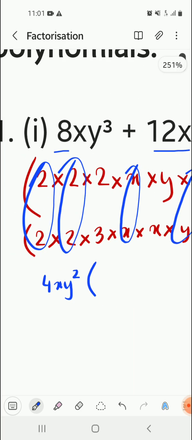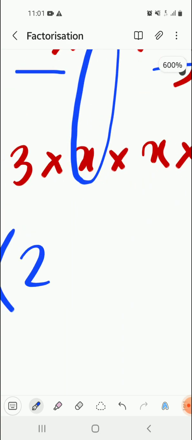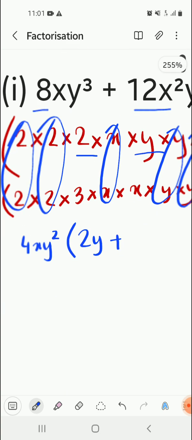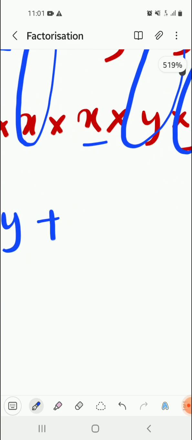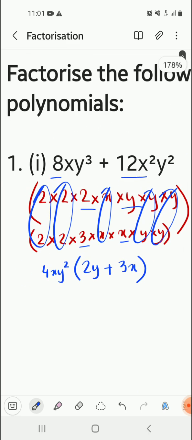Now whatever we are left with, we are going to write here. We are left with 2 and y. So we are going to write it first: 2y plus. Here we are left with 3x. So we are going to write 3x. So this is how we factorize a given polynomial in detail.